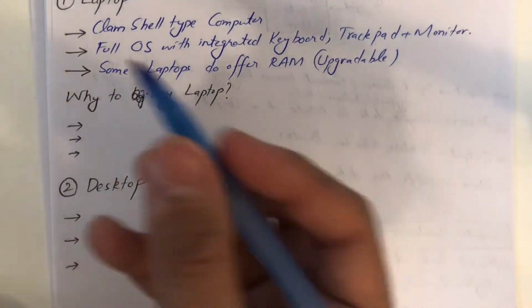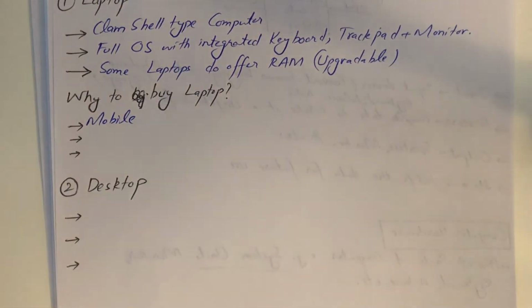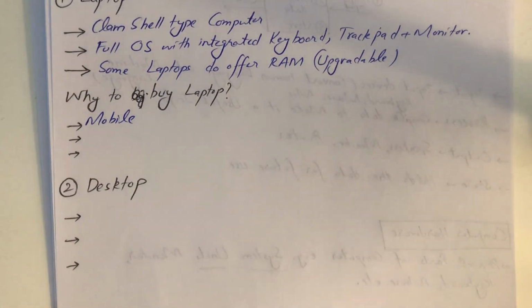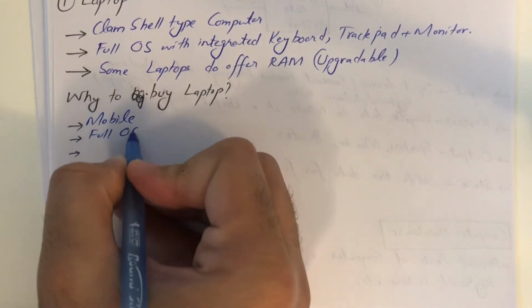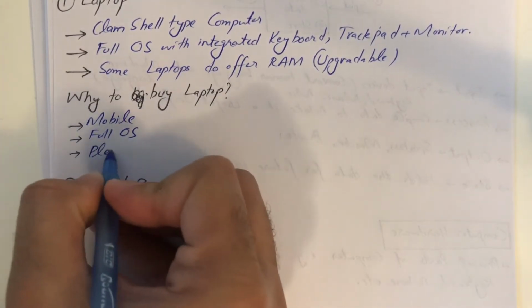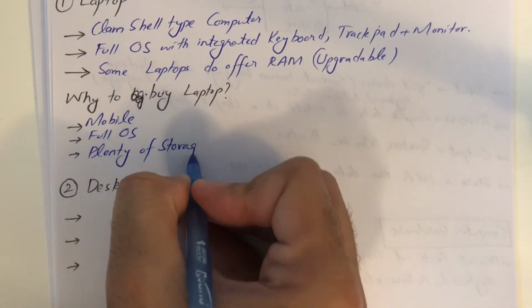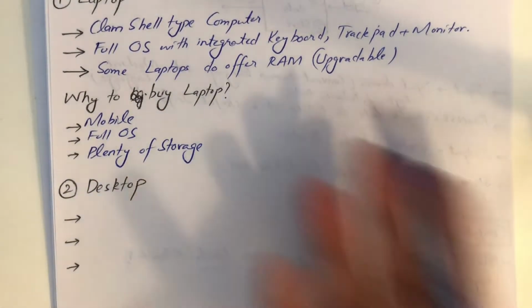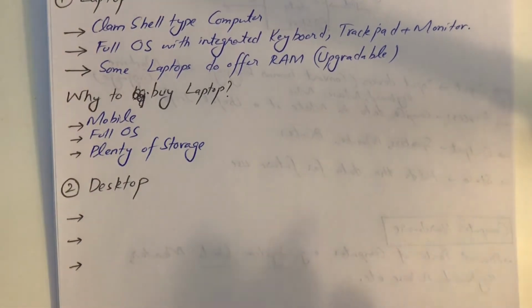Why buy a laptop? There are many reasons. First of all, it is mobile. Unlike the desktop, it's not fixed, it is portable. Full operating system, plenty of storage, plenty of storage that one can get from the desktop. Again, it also offers RAM upgradation as well.